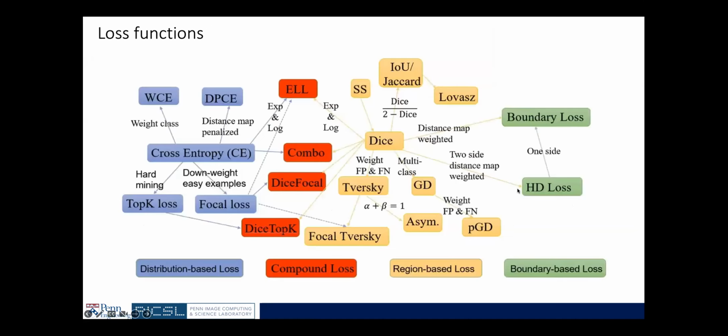Another way to look at this is you have all your different cross entropy based losses on the left. You have everything related to different variants of dice losses over here. Everything that can be combined from these two types of losses goes over here. And then anything that takes into account the surfaces between the foreground and the ground truth can be categorized into boundary-based losses. We'll look at the equations in a minute.